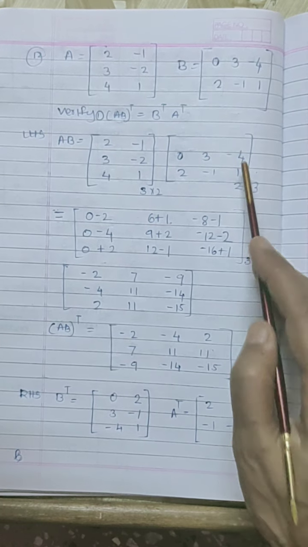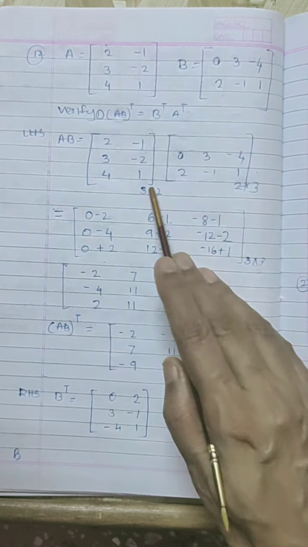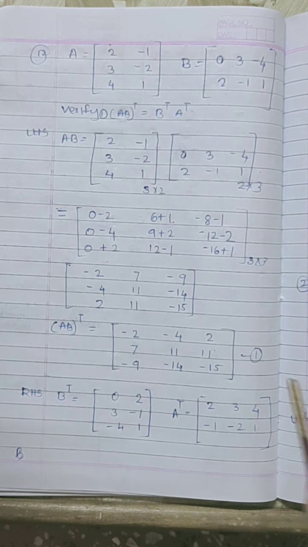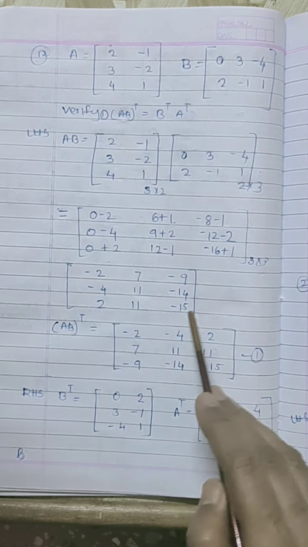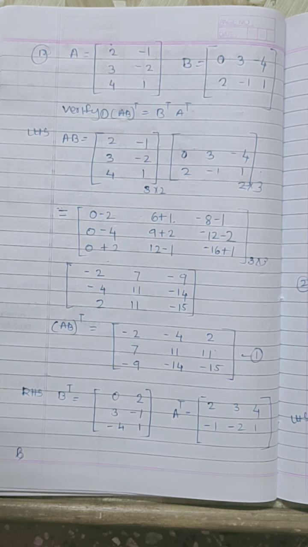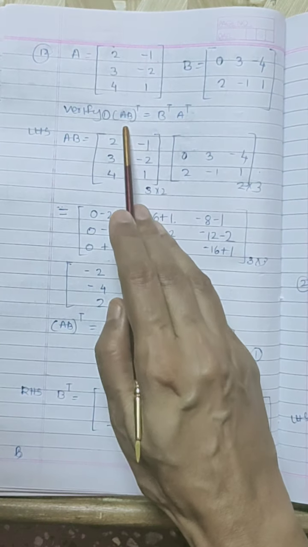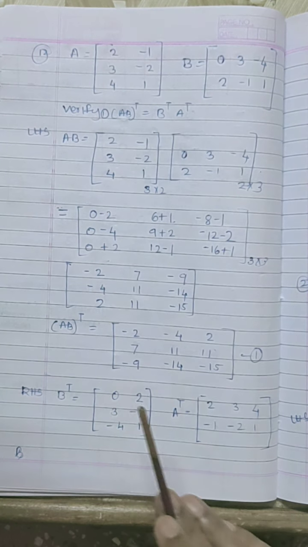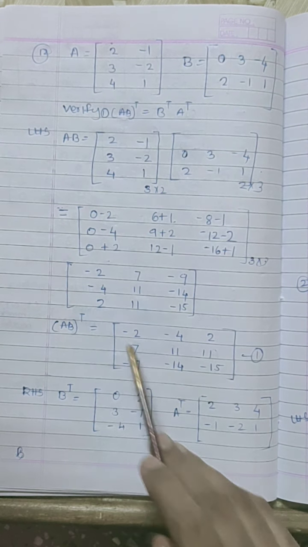4 into minus 4 is minus 16, and 1 into 1 is 1. Now do the calculations, you will get this 3 by 3 matrix. Now for the LHS we want its transpose. So find out its transpose.